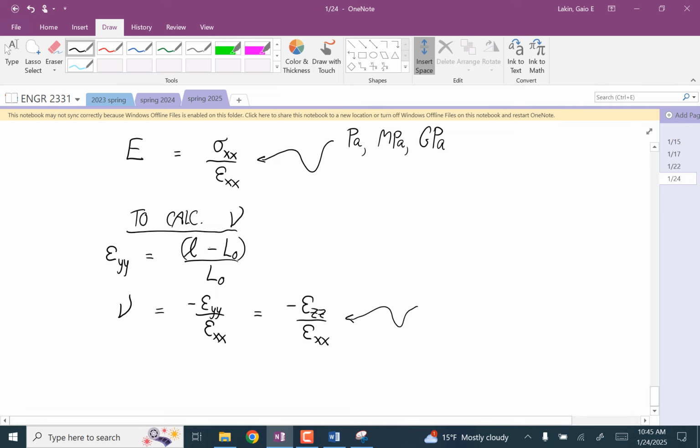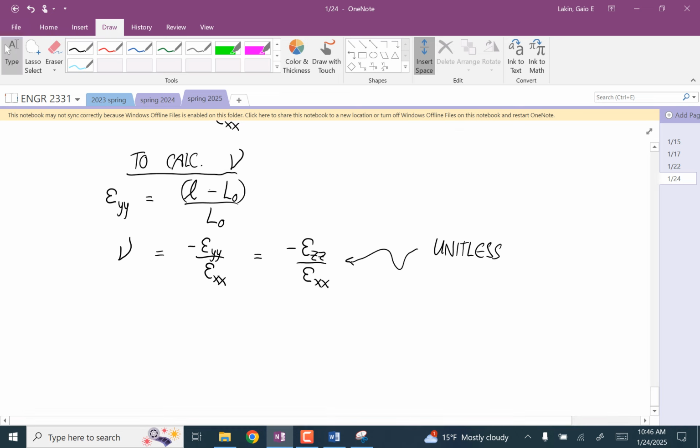And since you're calculating this by dividing two unitless things, this is also unitless. Okay.